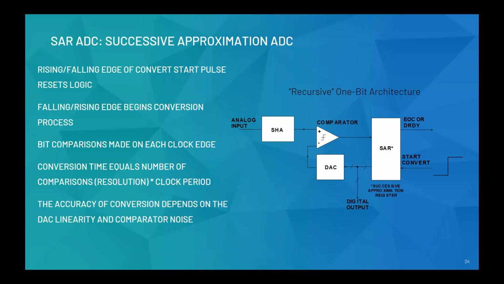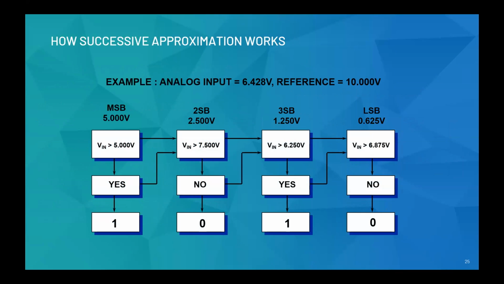Further explanation is presented over here. Going further, let me take an example. Say your analog input is 6.428 and your reference is 10 volts. Here is the comparison: your 6.428 gets compared with half of your reference, that is 5.